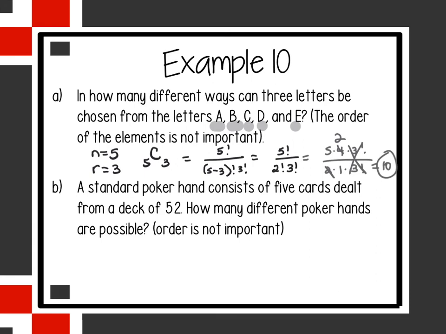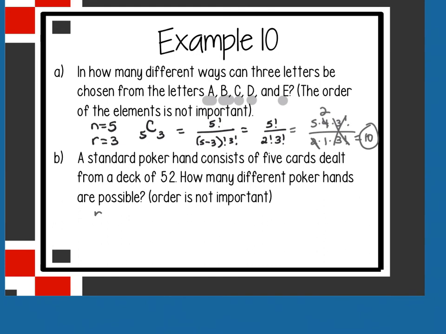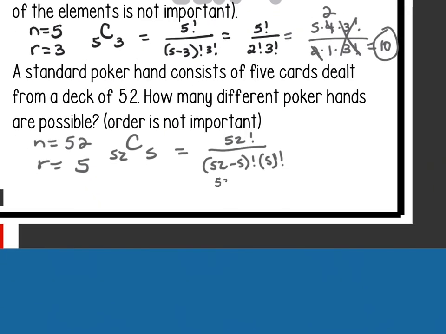So if a standard poker hand consists of 5 cards dealt from a deck of 52, what's my N? 52. What's my R? 5. So then I would do C, 52, 5. 52 factorial over 52 minus 5 factorial times 5 factorial. That's 52 factorial over 47 factorial: 52, 51, 50, 49, 48, 47 factorial, over 47 factorial times 5, 4, 3, 2, 1.